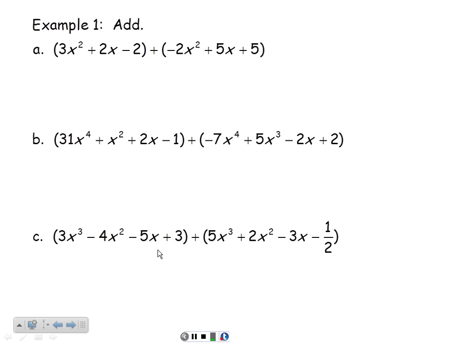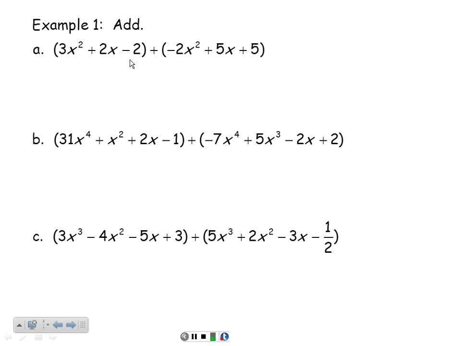Chapter 4, Section 4, Addition and Subtraction of Polynomials. So as stated in the previous section, we're going to take the polynomials that we learned about in the previous section and we're going to learn how to add and subtract them. Now, when you add and subtract polynomials, all you're doing is combining like terms.